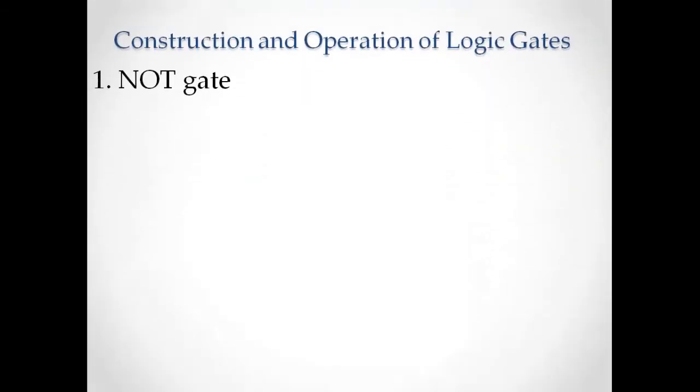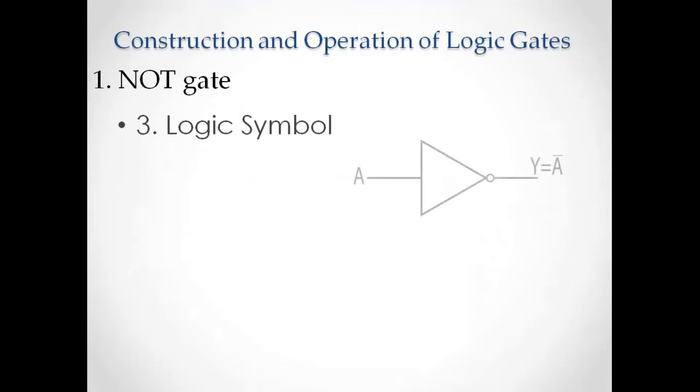Now let's think about the logic symbol. Here is the logic symbol of a NOT gate, and the output is represented by Y here. Y equal to A bar, or A complement. Whatever value you feed in as the input, you will get the complement of that value as the output. That is, when you give a 1 here at the input, you will get a 0 at the output. When you give a 0 at the input, you are going to get a 1 at the output. So that is the logic symbol of a NOT gate.